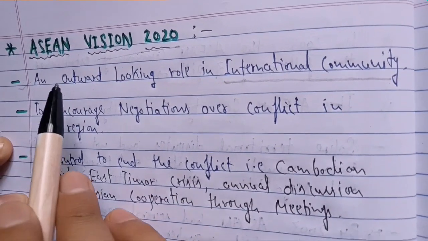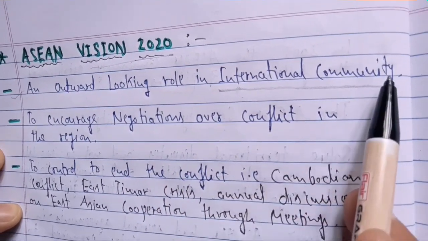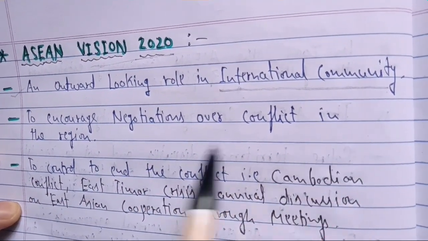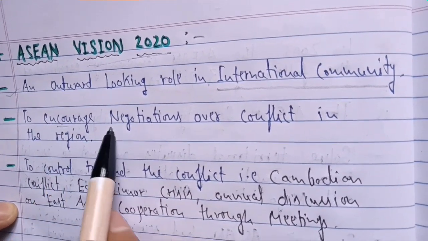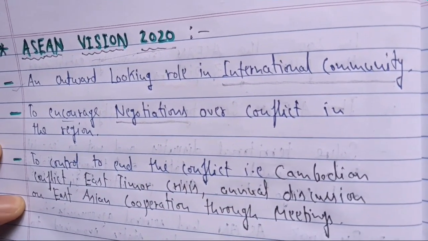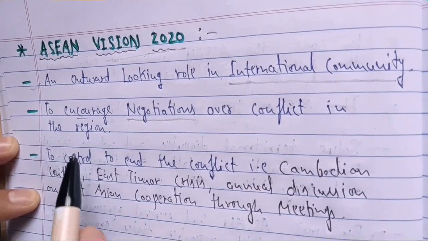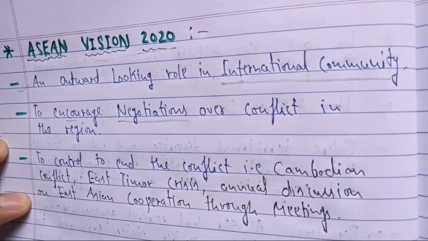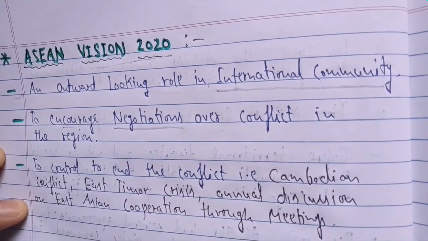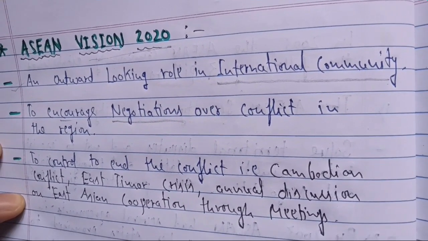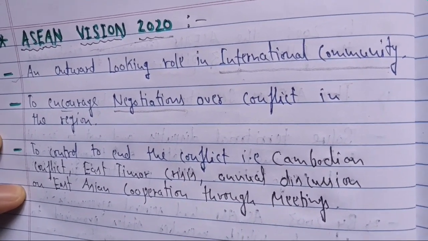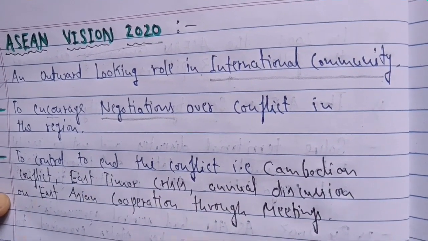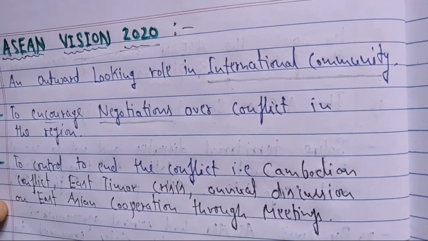So in the same way, ASEAN also wanted its role in the international community by 2020, to encourage negotiations over conflict in this region. So here they wanted to encourage that there should not be any arms or any conflict which would lead to a war in their particular region. They always wanted to solve the problem with negotiations, with talks, with discussions, and find the solution to all the problems related to, as I told you, territory or river water or any internal problems. They always found it better to be solved with the help of dialogues or negotiations.